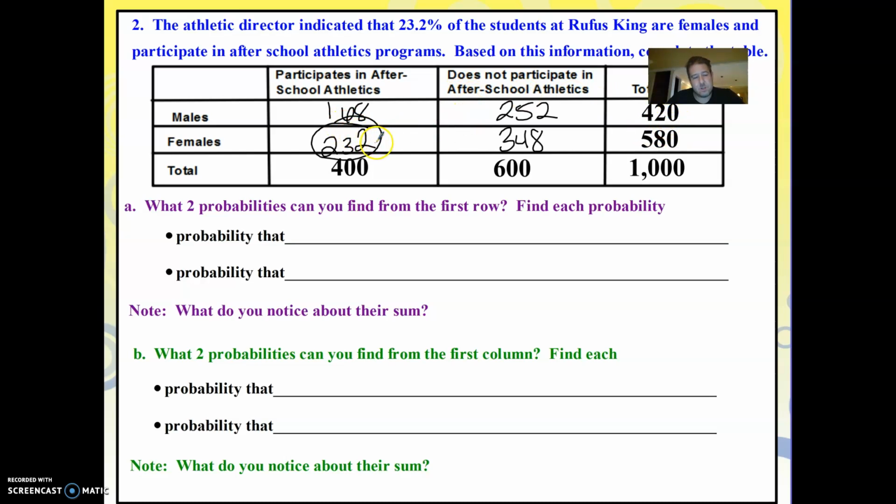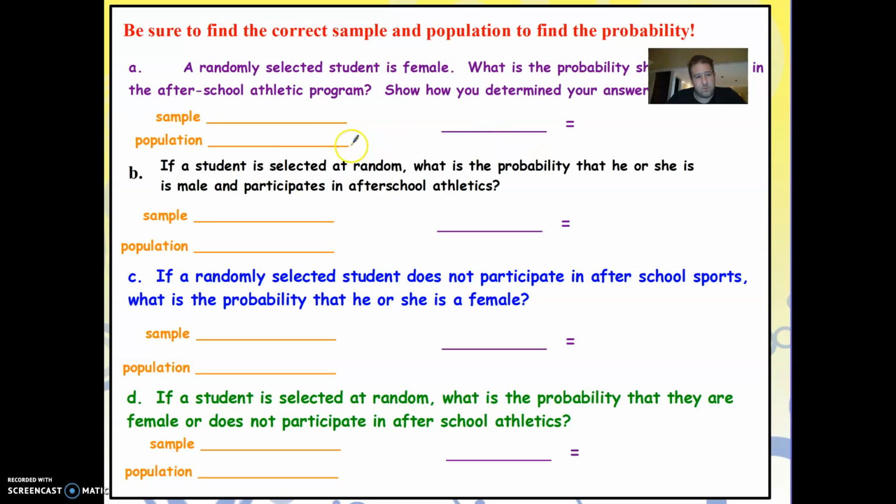But if I say what percentage of people who participate in athletics are male, which seems like the same question, it's out of 400. So those two questions, what percentage of males participate in athletics, that'd be 168 over 420, or what percent of people who play athletics are male, sound like the exact same question in reverse, but it actually is a completely different question. It's 168 over 400, not 420, because you're using the column instead of the row.